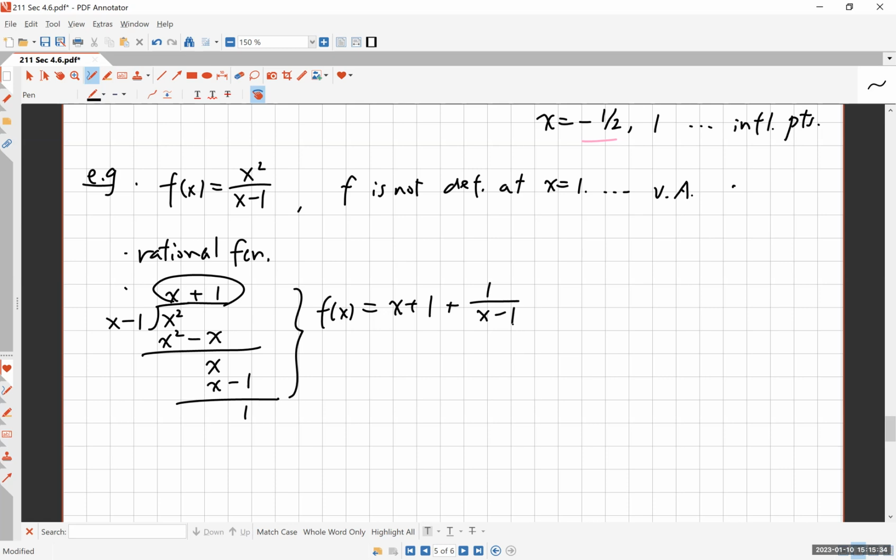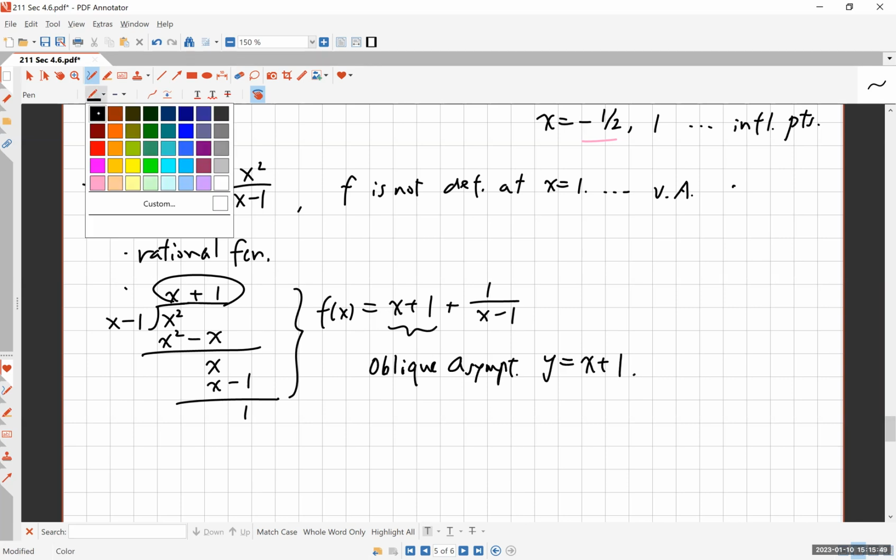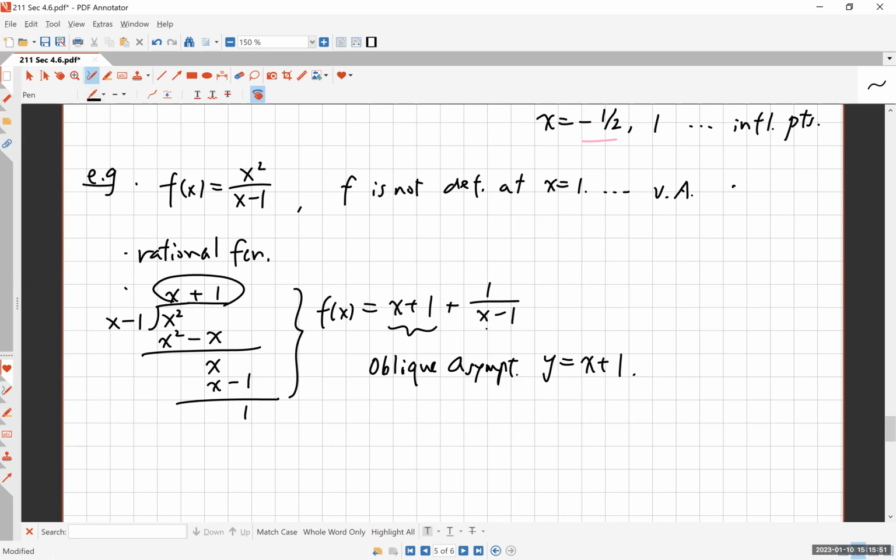So what can we say? This is the vertical asymptote, the oblique asymptote is y is equal to x plus 1. This becomes a very important piece of information here, right? And then this approaches 0 as x approaches infinity, of course. And so that means the graph gets closer and closer to the line x plus 1.